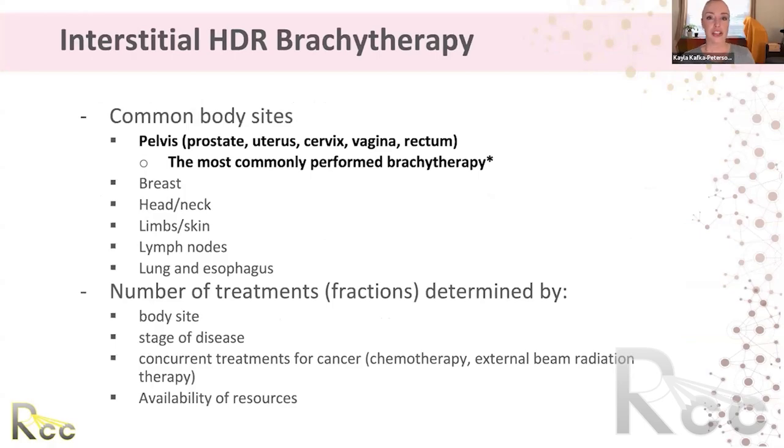So interstitial HDR brachytherapy. Right now I want to talk about interstitial. So common body sites for interstitial is the pelvis, by far the most common: prostate, gynecologic, so uterus, cervix, vagina, even vulvar cancers, rectum. These, again, from a nursing standpoint, there are variations, but they also are cared for very similarly. So I kind of group them together as pelvic implants.